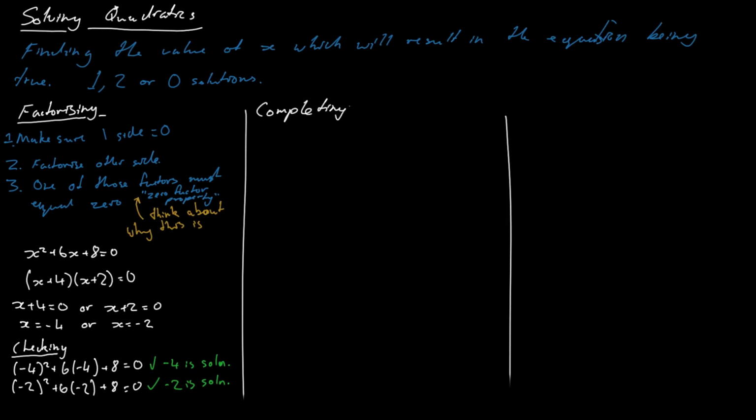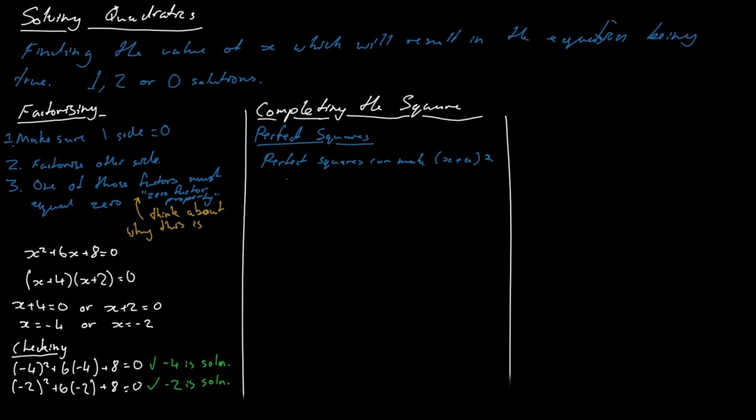You can also solve quadratics by completing the square, and this method is a little bit more of an advanced method. It can solve any quadratic equation, while factorizing can only solve some equations. In order to complete the square, we need to make the equation a perfect square. And a perfect square is a quadratic equation that can be factorized to make x plus a squared. So just x plus something squared.